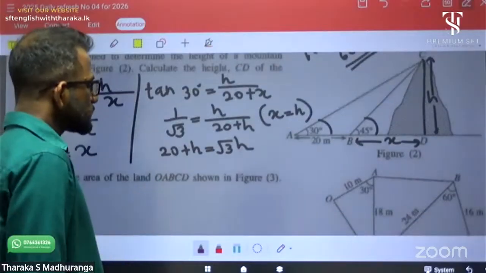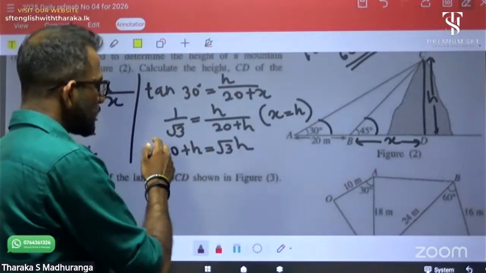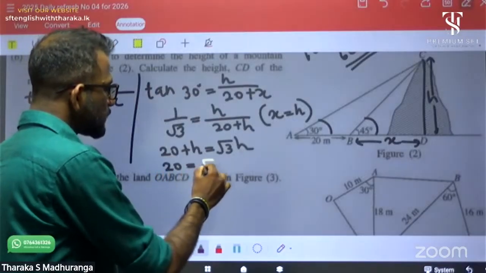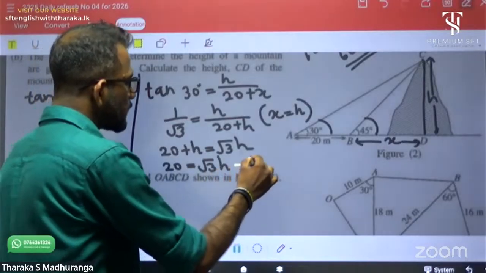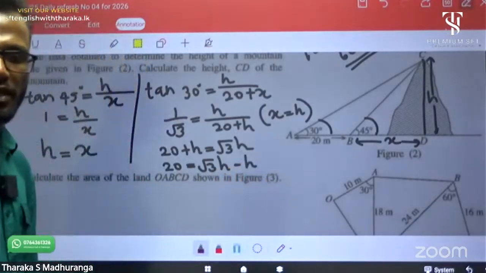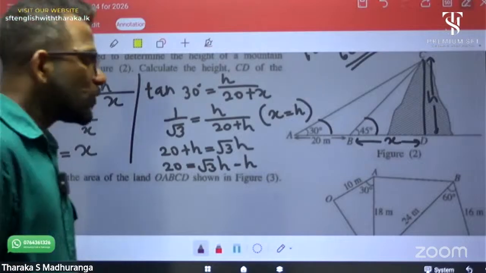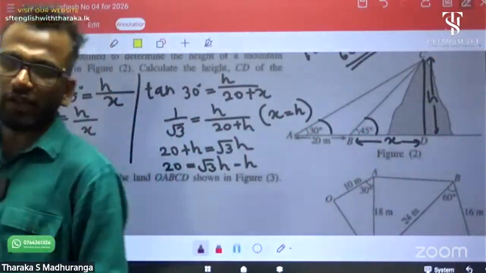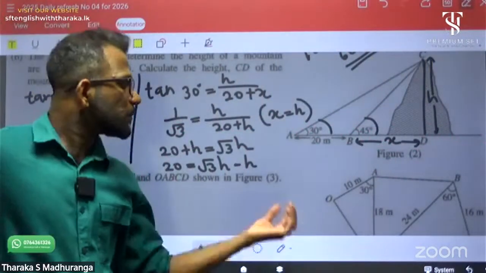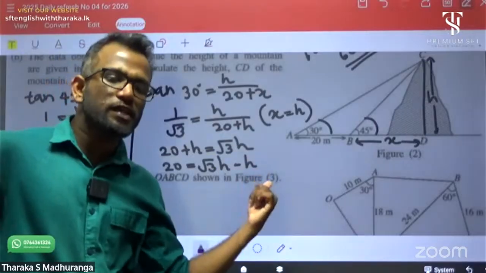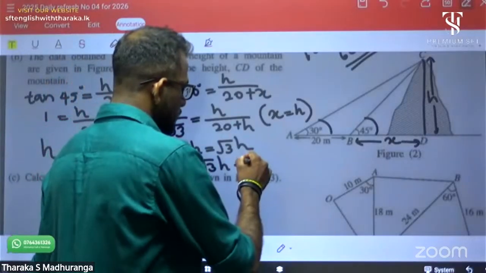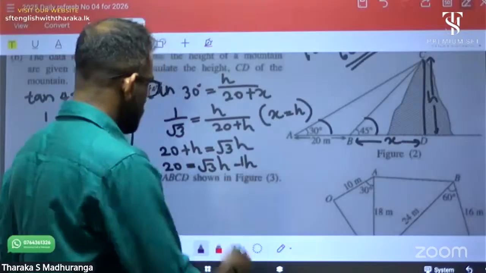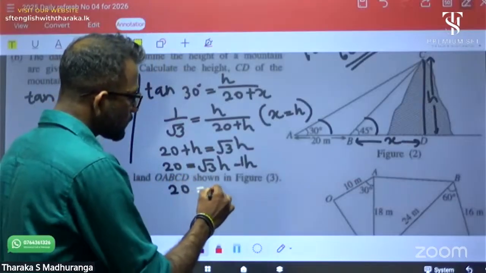Okay, now 20 equals root 3 h minus h. That's the most important part. What's the meaning? You know, root 3 has a value. 1.73 is the value. And here when we just write h, it has a coefficient. It has a 1. Then 1.73 minus 1, what is the value? 0.73h. 20 equals 0.73h.